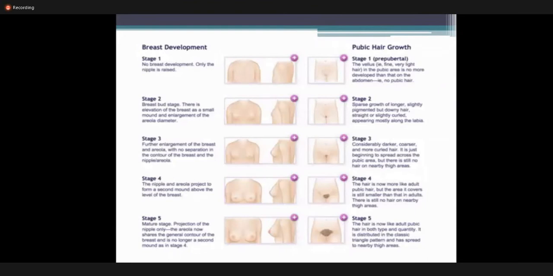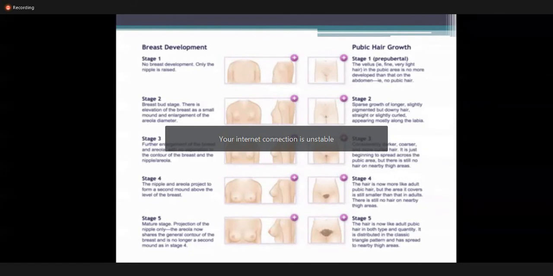It's a Tanner stage which is being utilized to assess the growth. Little growth in stage 1 and full growth in stage 5. So in stage 5, you can see the full pubic hairs, which is in a normal female.